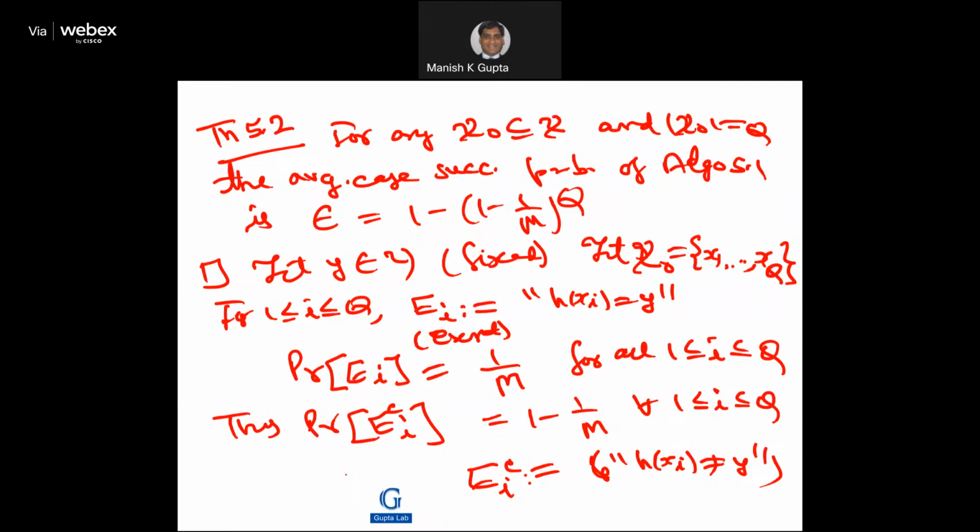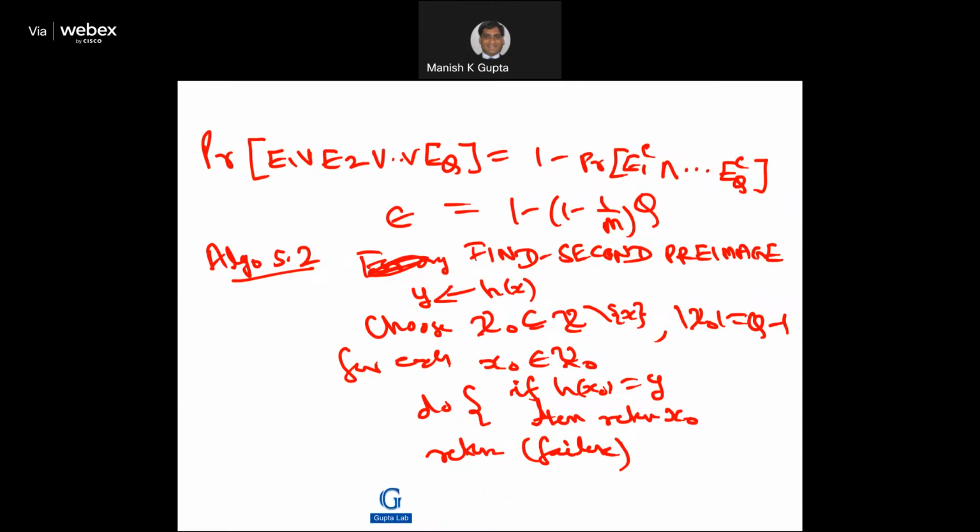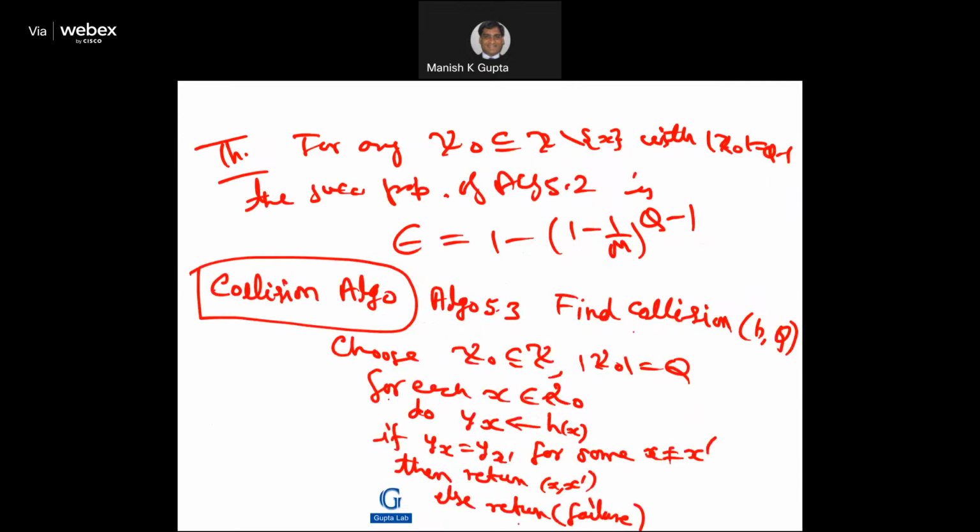So now the second algorithm is second pre-image. y is assigned h(x). Choose X naught to be a subset of X minus that point x, so the total size of X naught is q minus 1. For each x naught in X naught, if h(x naught) is equal to y, then return x naught, else return failure. So this algorithm also we have done last time, and the success probability of this algorithm is 1 minus (1 minus 1 by m) raised to power q minus 1.